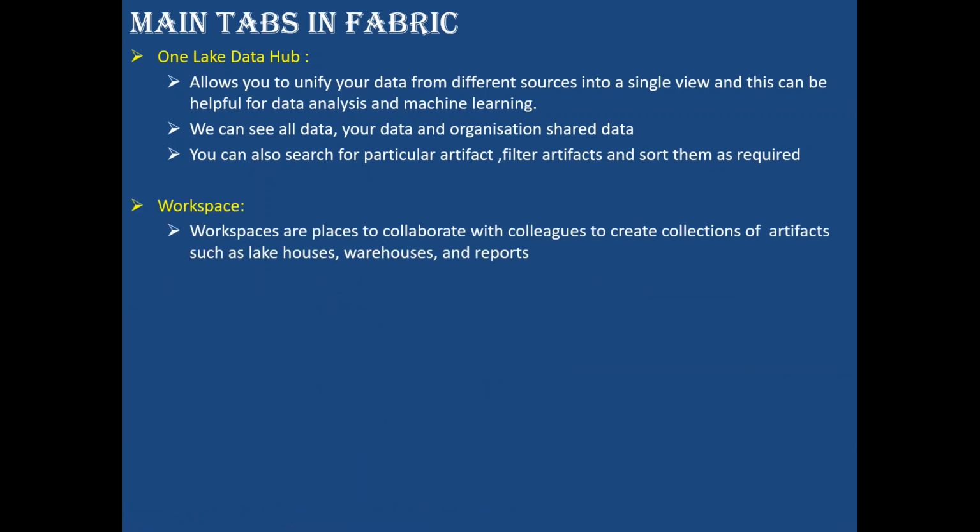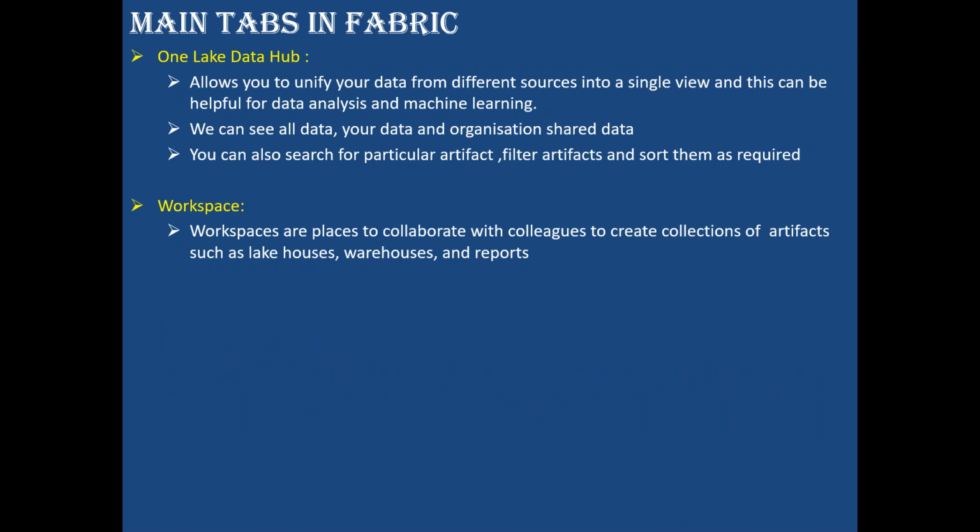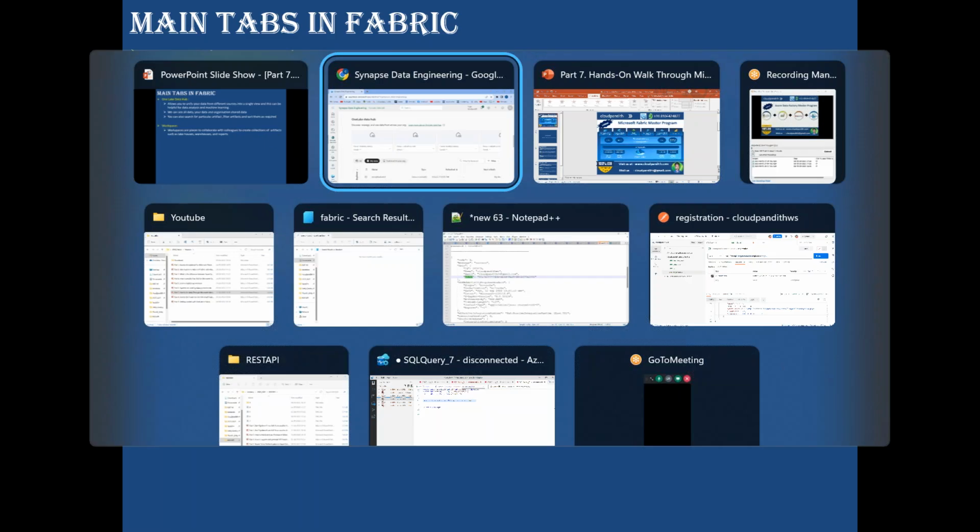Next, workspace. Workspaces are places to collaborate with colleagues to create a collection of artifacts such as lakehouses, warehouses, and reports. For example, in a single Fabric, you can create multiple workspaces where different project teams are working. Each workspace you can consider as one project, where whoever is working on that project can use that workspace to create lakehouses, data warehouses, notebooks, pipelines, and Power BI reports, and collaborate on those things. But we will be discussing more about the workspace in the very next session.